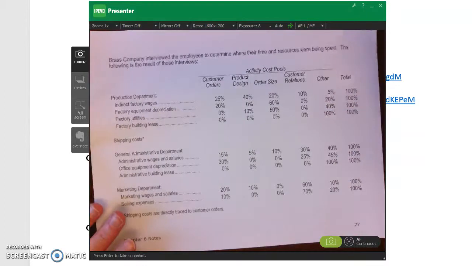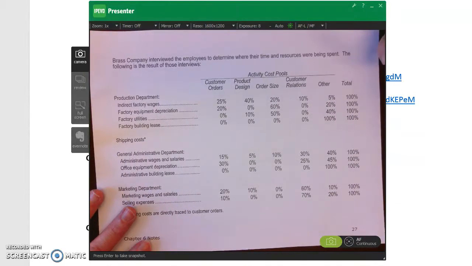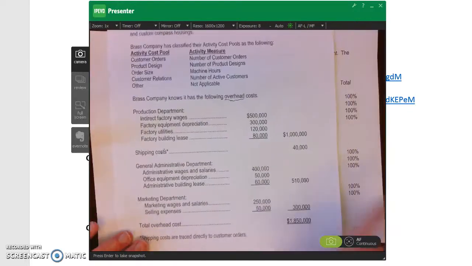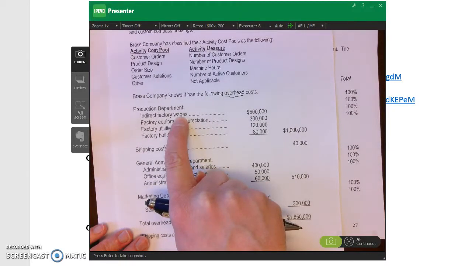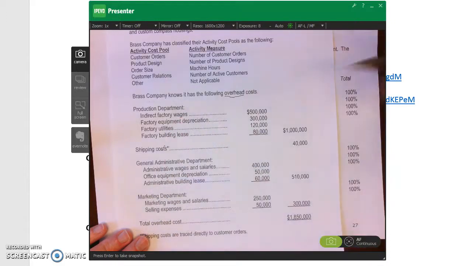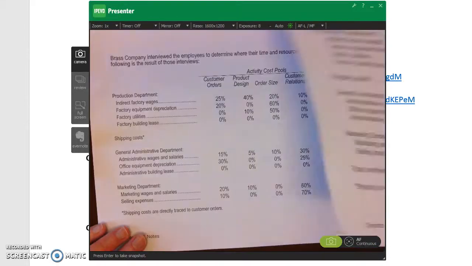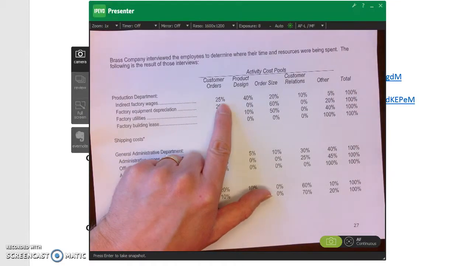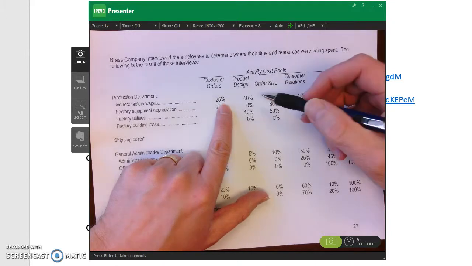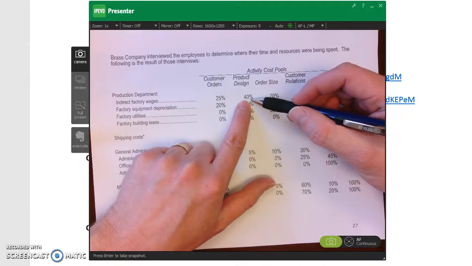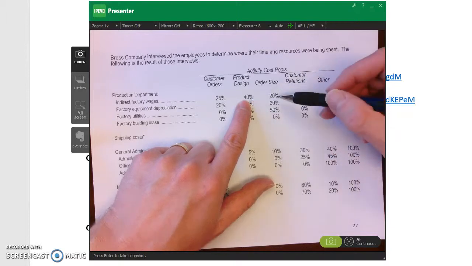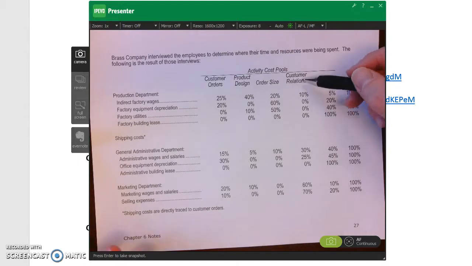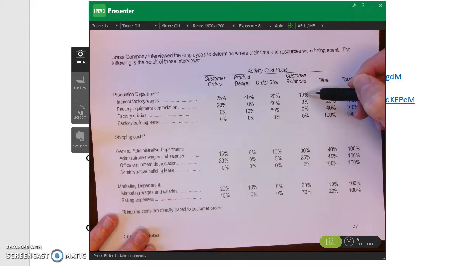Okay. So continuing on, this page kind of gives the results of the interviews, okay? And so it says right over here, we did some interviews with the production supervisor, right? That would be the indirect factory wages, the wages of the production supervisors. And we said, where do you spend your time? And they said, well, I spend 25% of my time on customer orders, okay? I spend 40% of my time dealing with designing new products, okay? 20% of my time on the order size cost pool, and then 10% with maintaining customer relations.